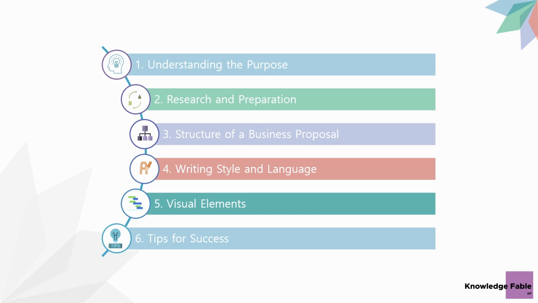Now let's move on to number 6. Tips for success. To make your business proposal stand out, here are a few additional tips for you. Customize your proposal for each client to show you understand their specific needs. Highlight your unique selling points and what sets you apart from competitors. Keep your proposal concise and focused, aiming for no more than 10 to 15 pages. Use a professional and visually appealing design to make a good impression.